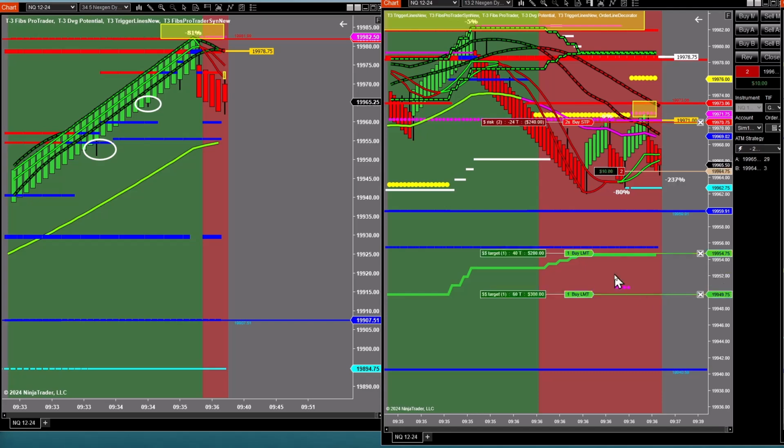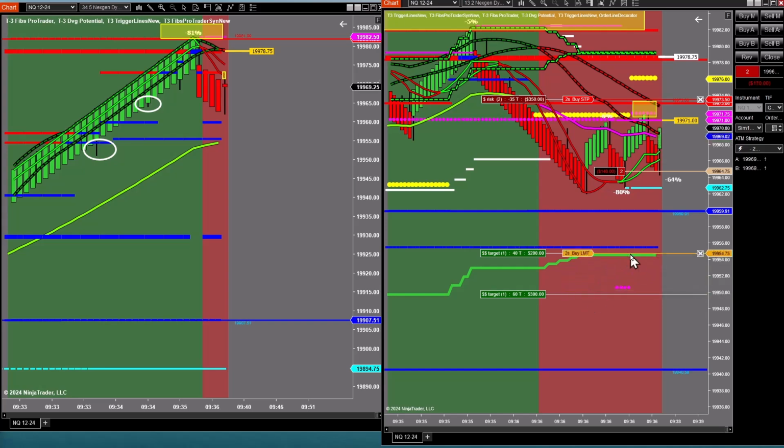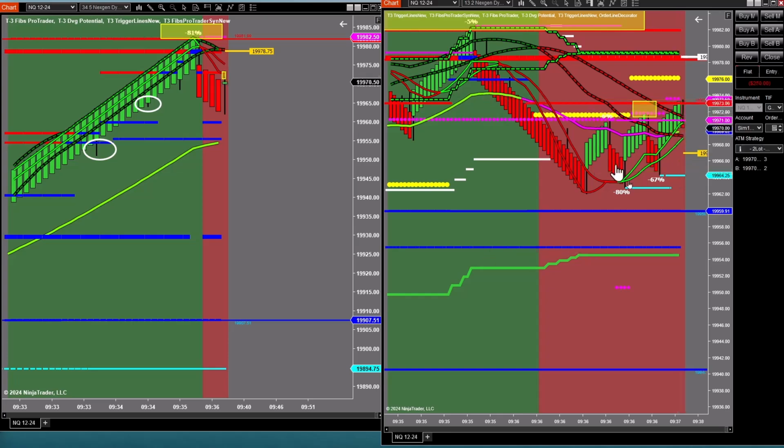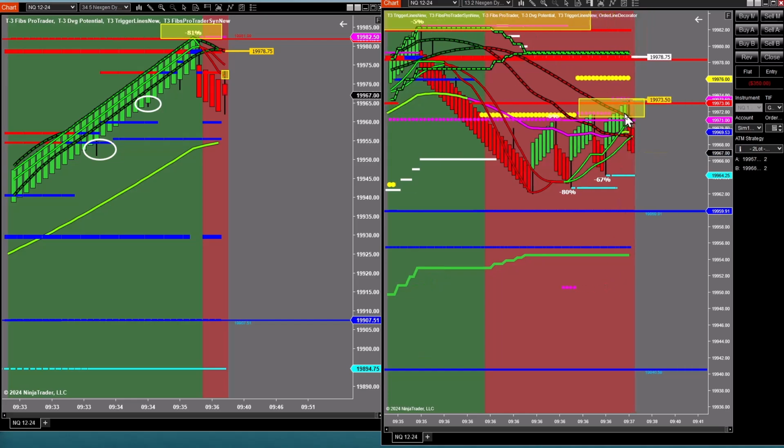I'm late on that entry. But that was your first opportunity to go short and see if you can take the market to the downside a little bit. I'm going to get divergence. It's going to take me out, but it'll go again. This is just the best spot right here.